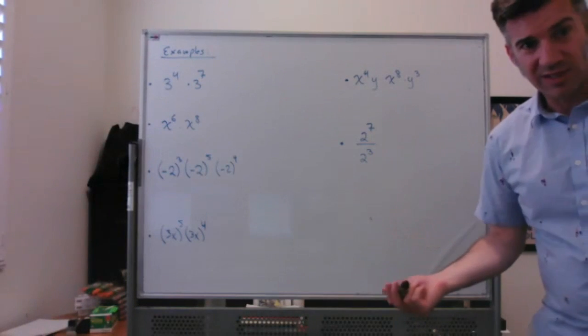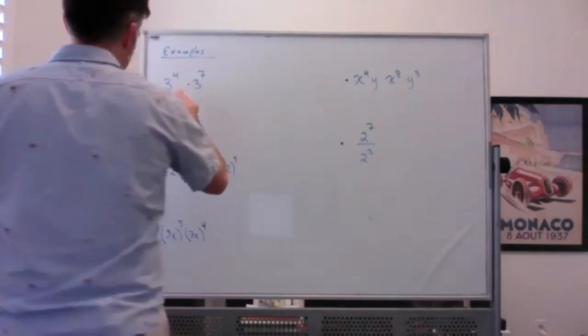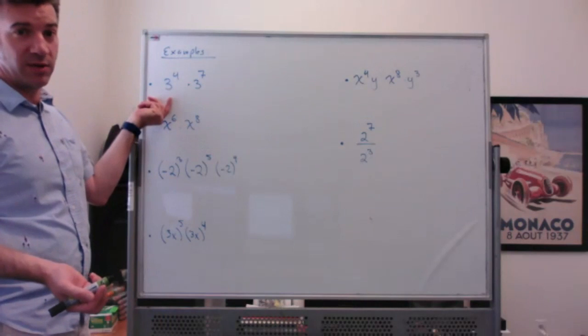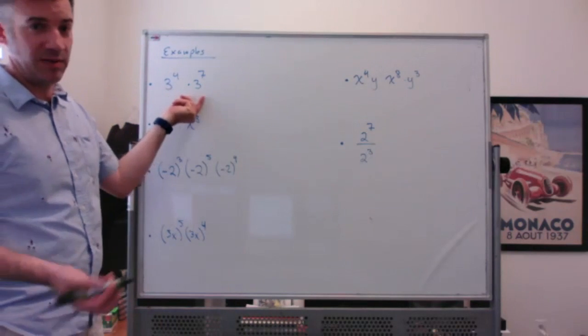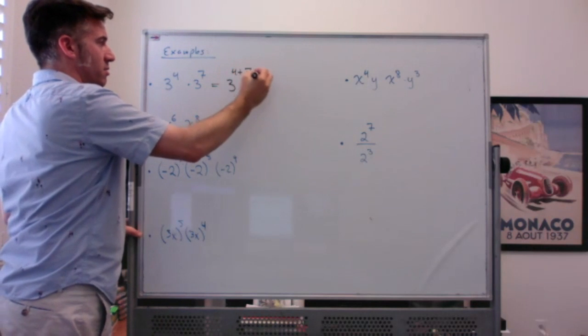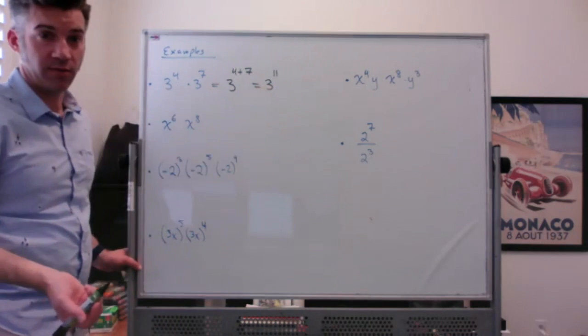So some examples that are meant to be pretty easy. 3 to the 4th times 3 to the 7th. Again, that's 4 3's multiplied together times 7 3's multiplied together. That's 11 3's multiplied together, or 3 to the 11th power.